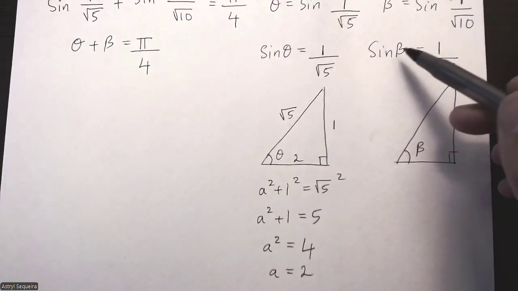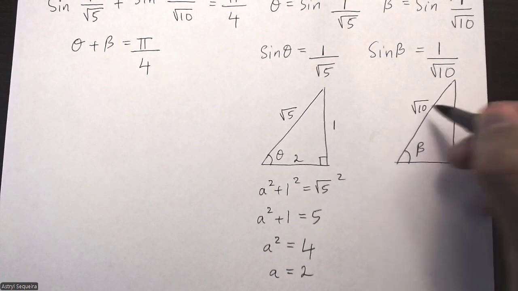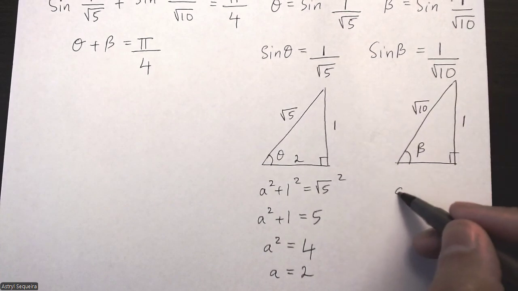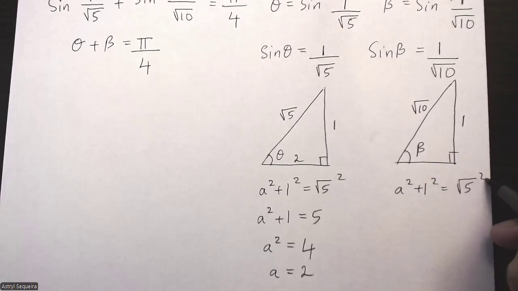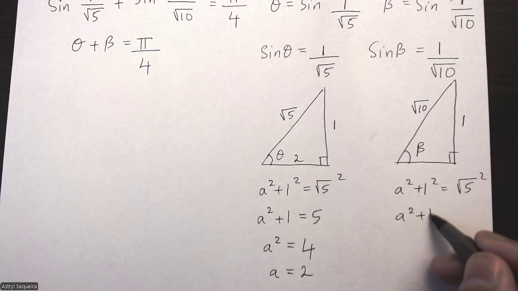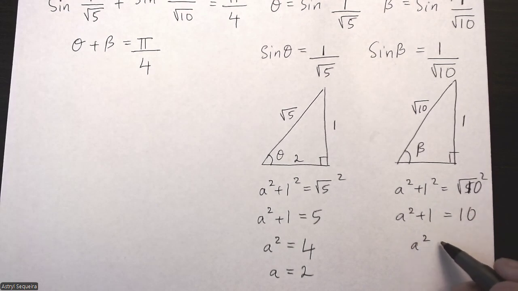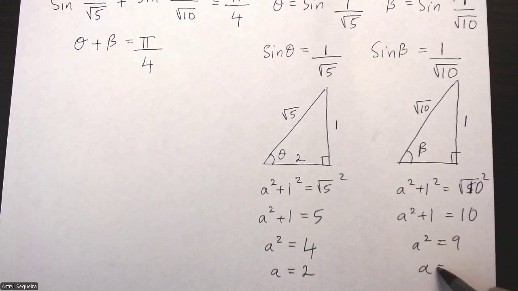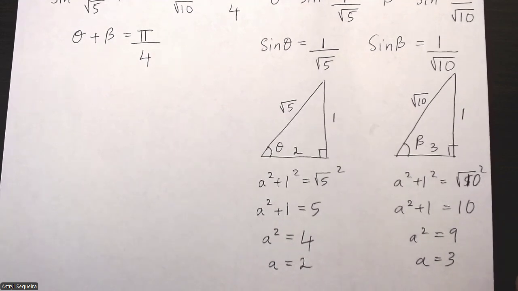So the exact same for this one. Sine beta is opposite over hypotenuse. Find this side again using the Pythagorean theorem. Exact same steps as the previous one. And we get the bottom side to be 3 in this triangle.